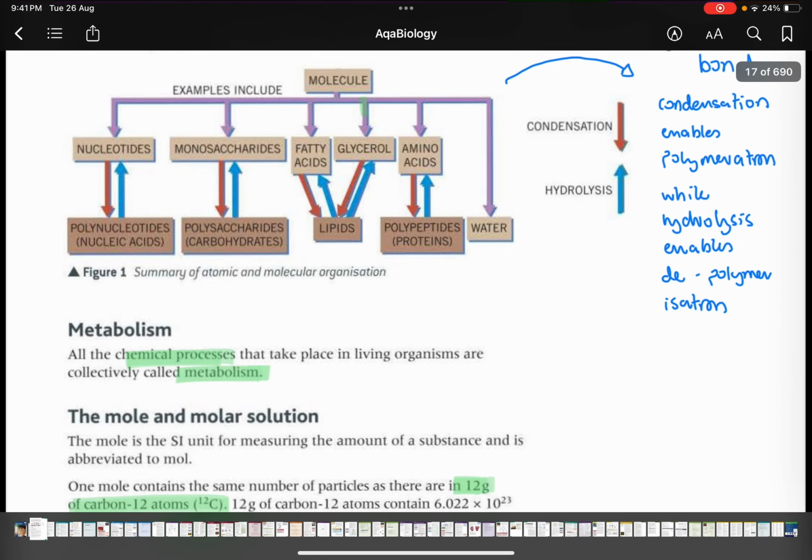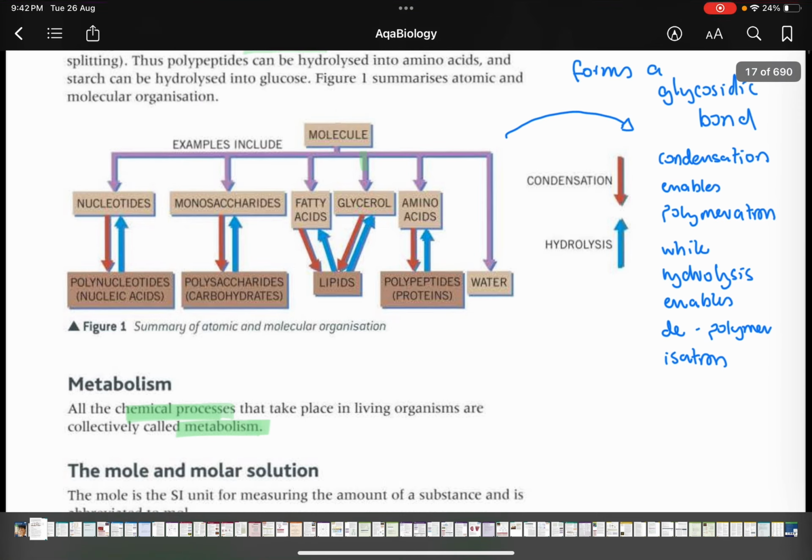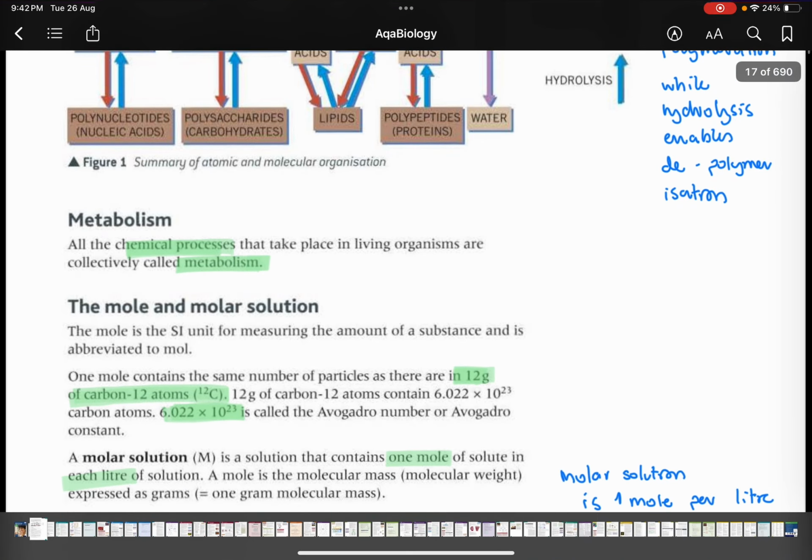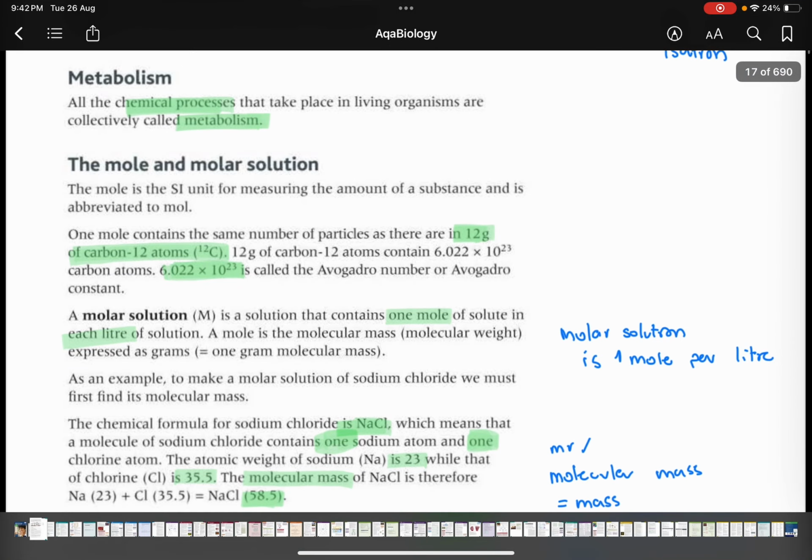And so here we just have a couple of examples. Polynucleotides to nucleotides in a process known as hydrolysis. Polysaccharides to monosaccharides in hydrolysis, lipids to fatty acids and glycerol. So you're going to have, I think, three fatty acids in one glycerol, also in hydrolysis. Polypeptides to amino acids in hydrolysis. And all of these occur via the addition of a water molecule. Contrastingly, you have your polynucleotides in condensation, resulting in the loss of a water molecule, and that basically occurs for the rest of the monomers. Now, metabolism is all of the chemical processes that take place collectively in living organisms.